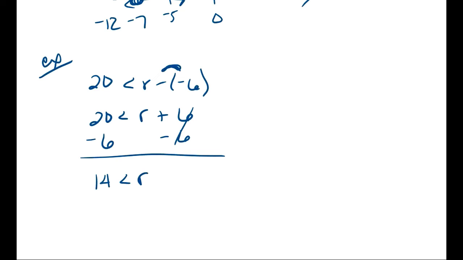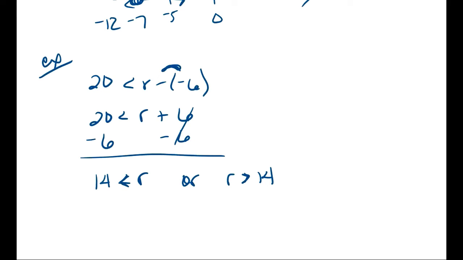14 less than r. Now this one is a little bit different because now the number is on the left-hand side and the letter is on the right. So we always read the inequality with respect to the variable, which means that this is actually r greater than 14. Or I could reverse this for you so it looks a little bit like the other ones, where I'm going to put r on the left-hand side and 14 on the right, but I have to switch my inequality.